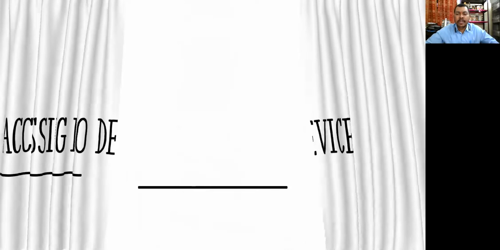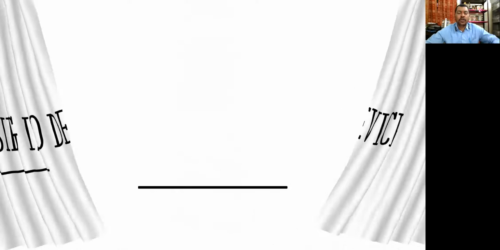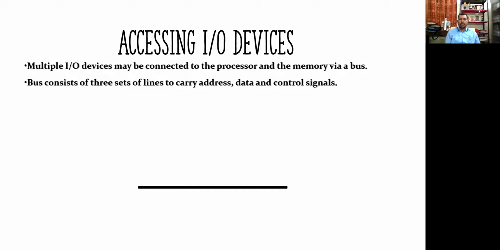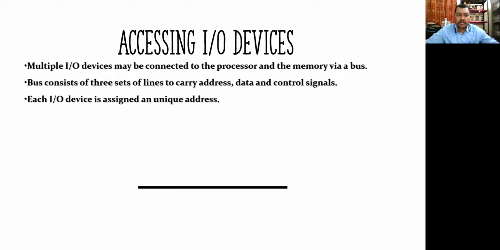So these are some of the parameters, some of the points which are very essential for accessing the input output devices. And those are, the first one is that we can connect many of the input output devices to the processor via a bus only. So we are connecting this through the bus, right? So multiple input output devices may be connected to the processor and the memory via bus. Bus consists of three sets of lines to carry the address, to carry the data, and the control signals, right? So we are having three sets of buses that we have studied yesterday.